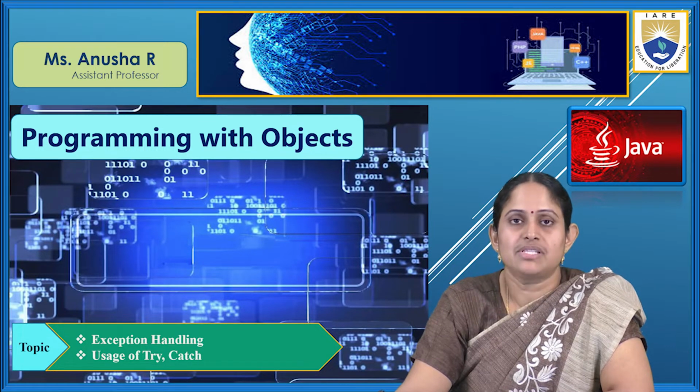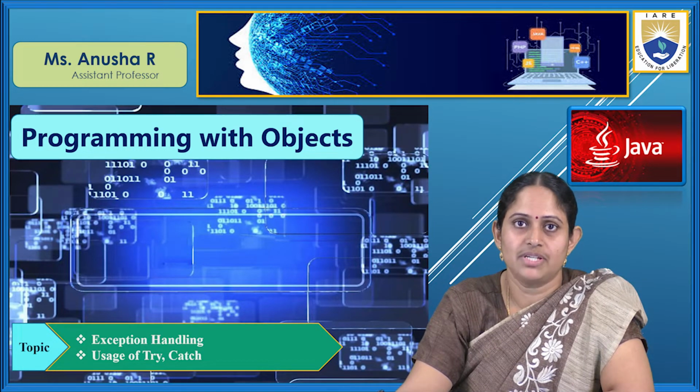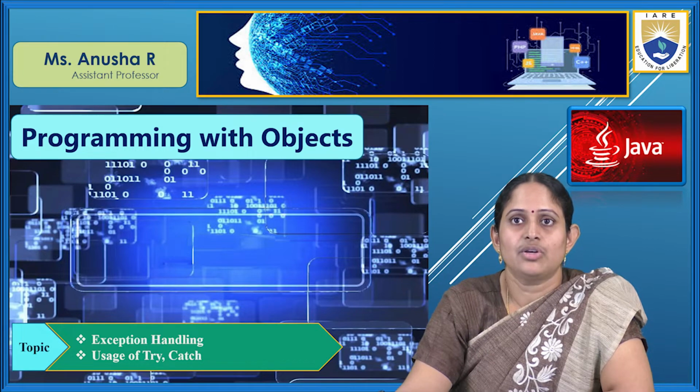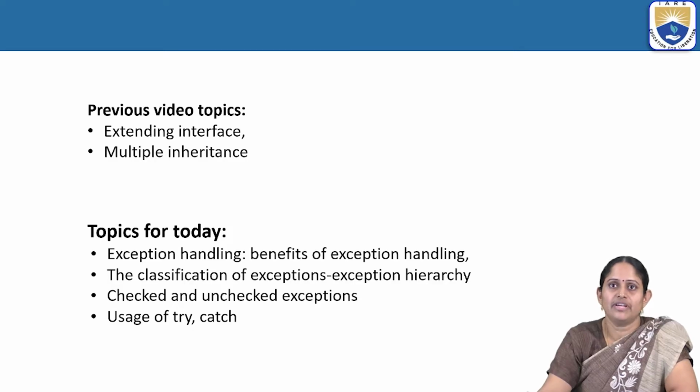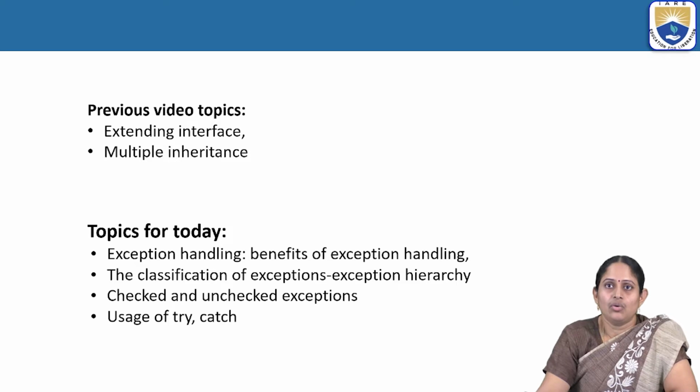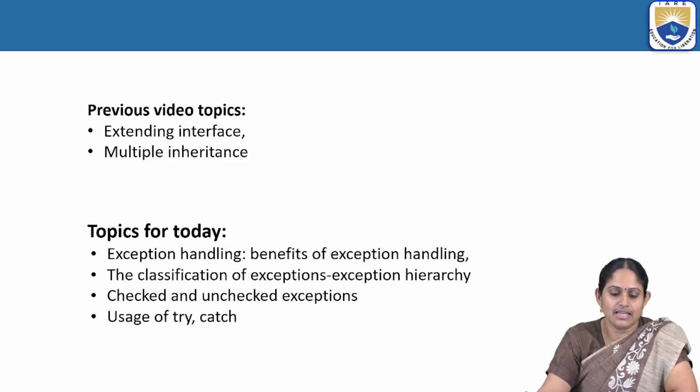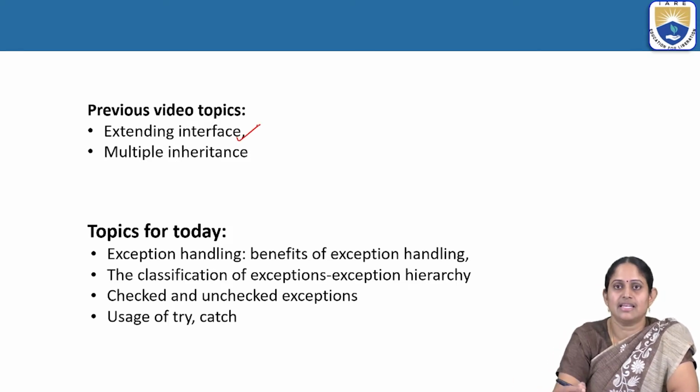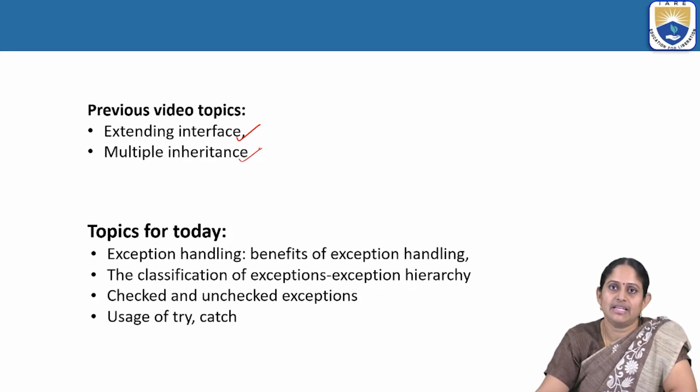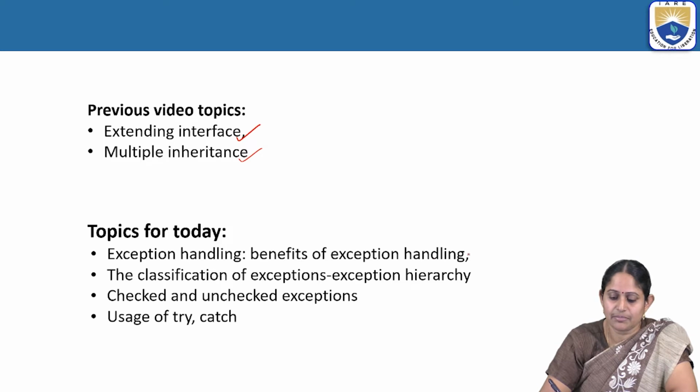In my videos I am discussing the subject programming with objects, which is based on Java. In our previous video we discussed how interfaces can be used in inheritance, that is, extending of interfaces, and how multiple inheritance is achieved in Java using interfaces. Now in today's video we will be dealing with exception handling, what the types of exceptions are, and what the use of try and catch is.